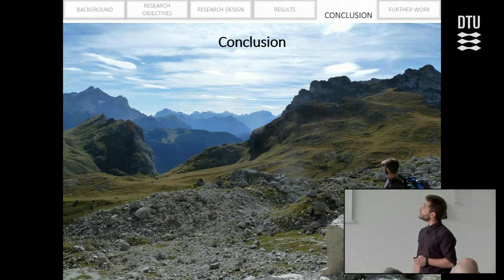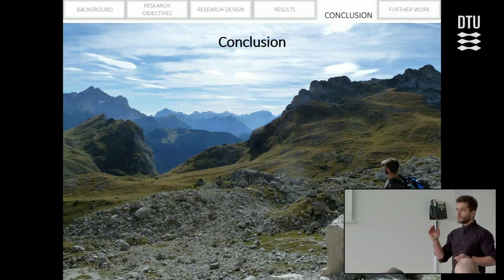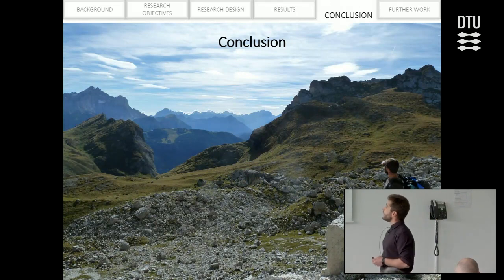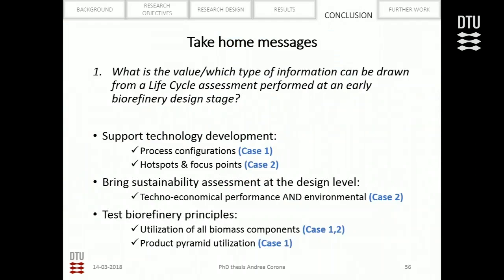Okay, so after these three in-depth case studies, we can take a look over and try to draw some conclusions. So the take-home messages: as you remember, the first research question is what is the value of an LCA carried out at an early stage? And we can identify three main points from that. It can support technology development. As you can see, in case one, we could assess and suggest different processing configurations to the technology developers. And in case two, we can also identify the hotspots in the current design.